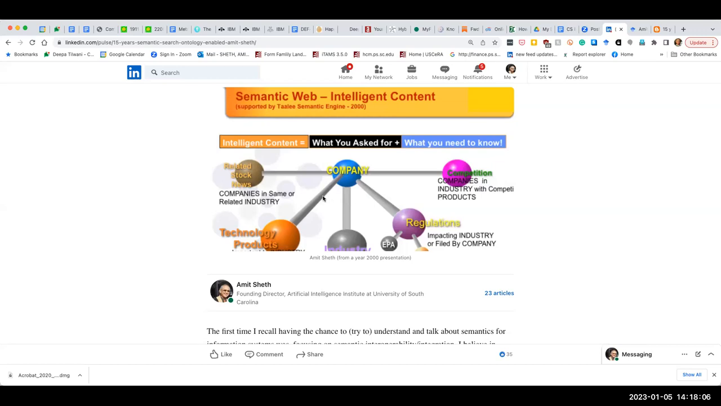You see, this is part of the knowledge graph. This is from a slide in 2000. So I founded Thali in 1999. I took a half-time sabbatical from the university.